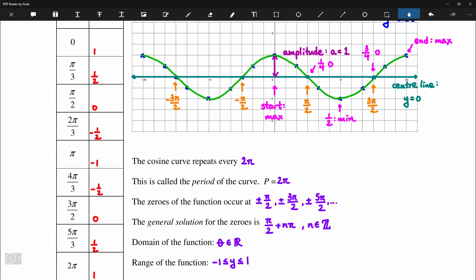And this is true even if the period changes. It's still going to start at the maximum and end at the maximum. Halfway point will be the minimum value, and the first and third quarter will be the zeros. Okay. So next, what we'll be looking at is how the transformations of functions can be applied to the trigonometric functions of sine and cosine.